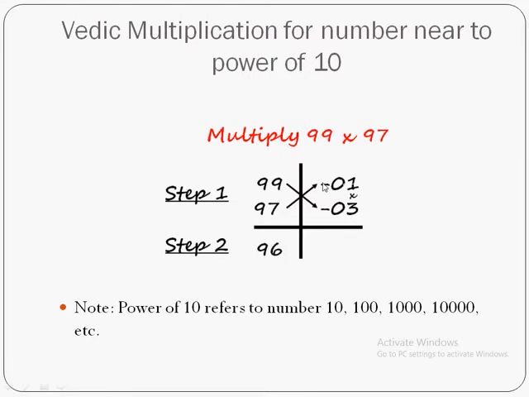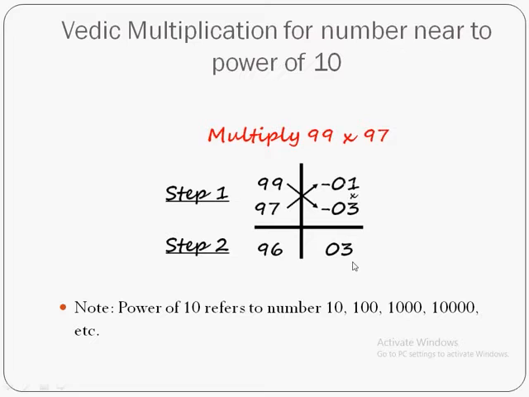So my first output is I will add any of these numbers crossly and I will write the output here. So 96 is my output because 97 minus 0, 1 is 96. Now the second thing is I have to multiply these two numbers 0, 1 and 0, 3, which will give me 0, 3. Now this is the output. So this is your answer.